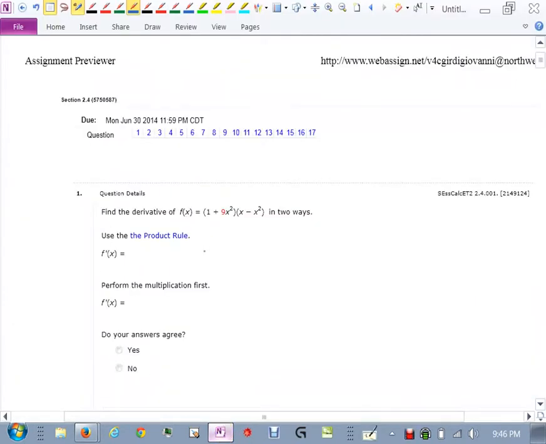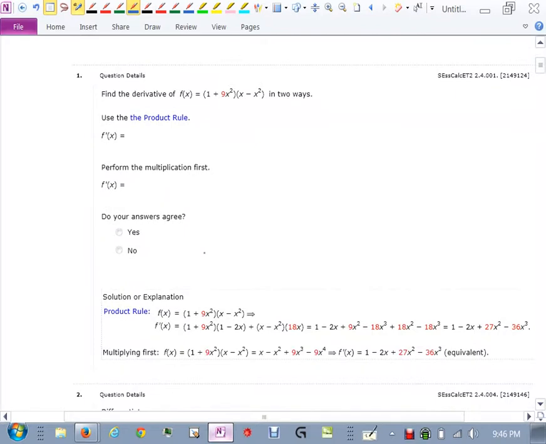Okay, working on the homework here for 2.4. We're going to be looking at mostly product rule and quotient rule. Before I begin, I want to point out that the way I'm going to use product rule and quotient rule is a little bit different than the way the book shows it. Let me explain.